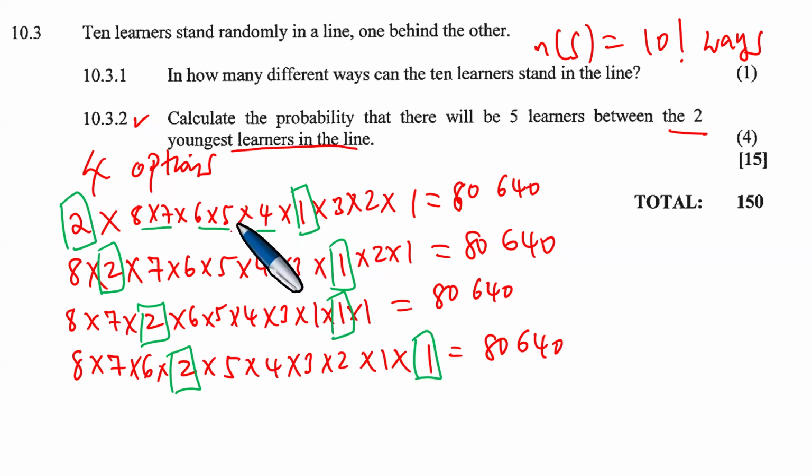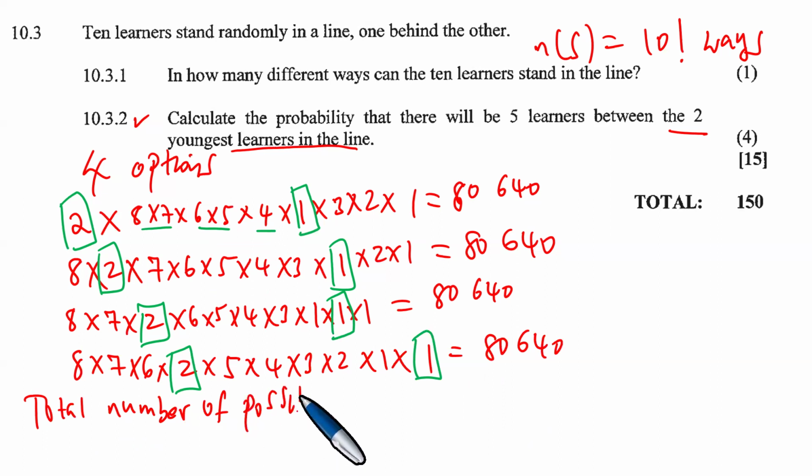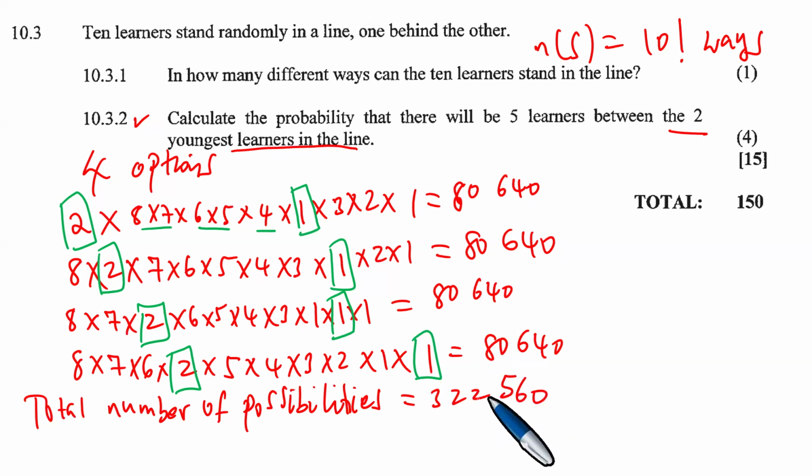So in the end, we have these numbers like that. So the total number of possibilities is equal to, if you add all of them, 322,560.